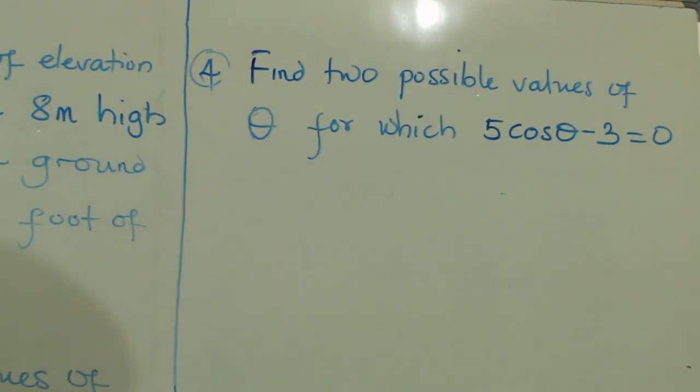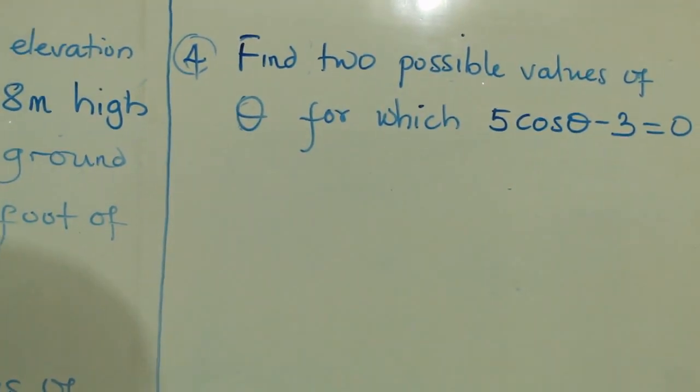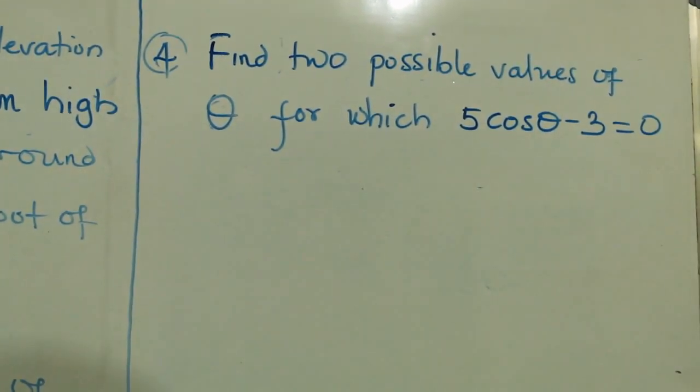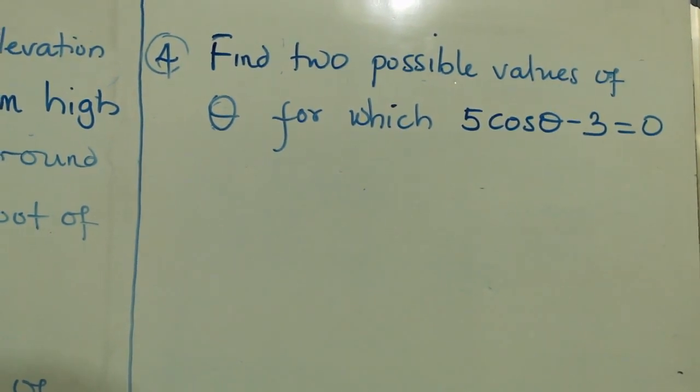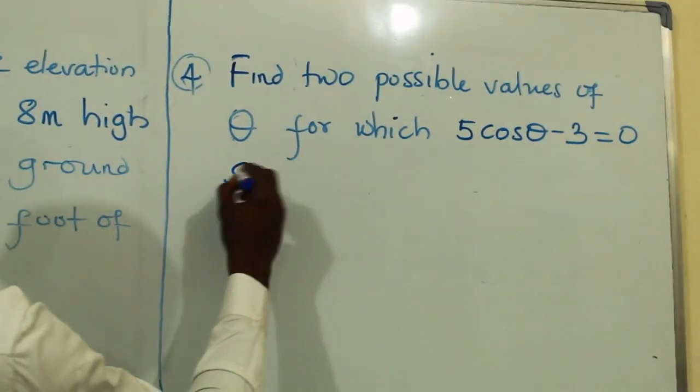I have a fourth and final example here for you, and the example says, find two possible values of theta for which 5 cos theta minus 3 is equal to 0. So how do I solve this?